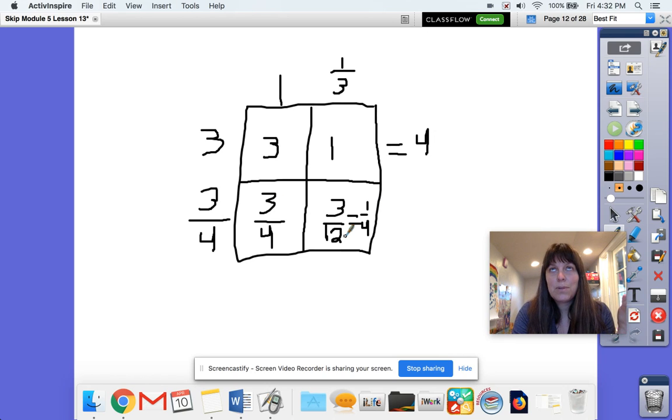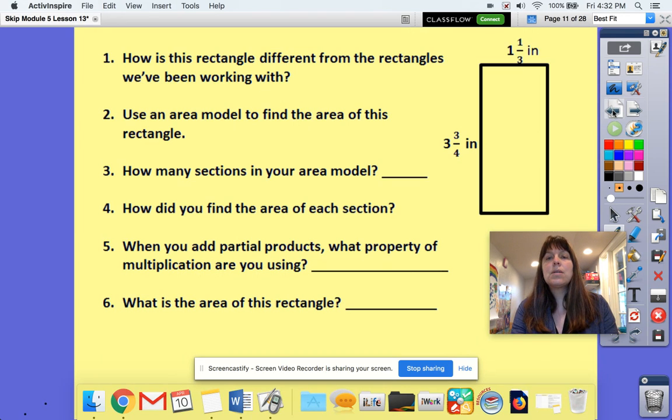What's 3/4 plus 1 more fourth? That'd be 4/4. 4/4 is the same thing as 1. And then I like to just add from top to bottom. 4 plus 1 equals 5. So now we're going to head back to the original problem.